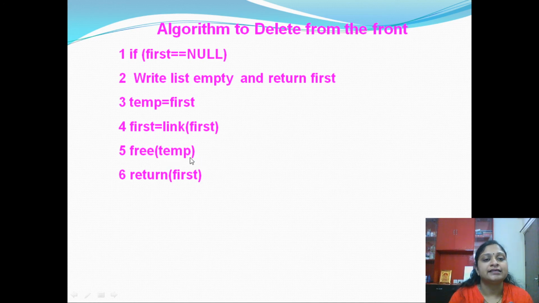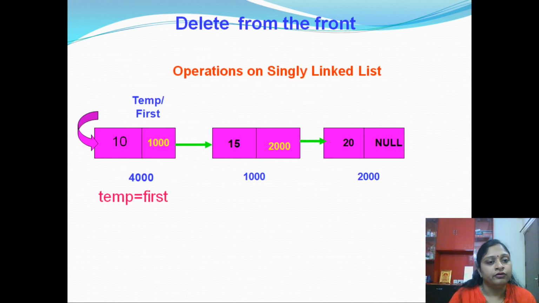So temp is assigned as a first node, and we are going to free that memory using a free function. As we know, free is a function which is used to deallocate memory. Using malloc and calloc we can allocate memory, and the same memory we can free using the free function. So using this function we are going to delete the node.